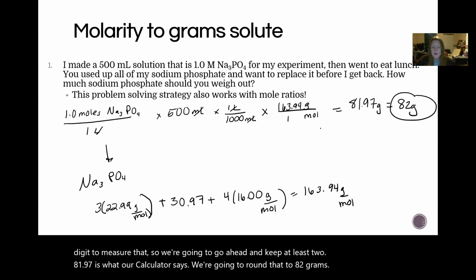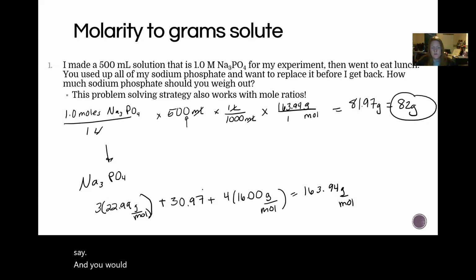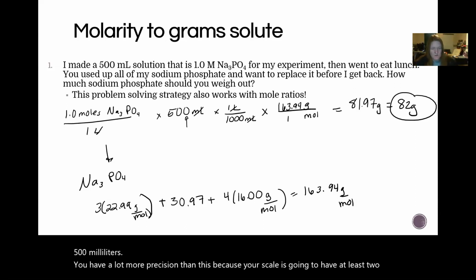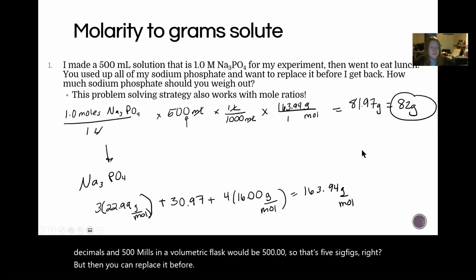And so that's what you'd weigh out, and then you would put it into a volumetric flask, let's say, and you would dilute it up to 500 milliliters. We have a lot more precision than this because your scale is going to have at least 2 decimals. And 500 mL in a volumetric flask would be 500.00, so that's 5 sig figs, right? But then you can replace it before I do that. Okay.